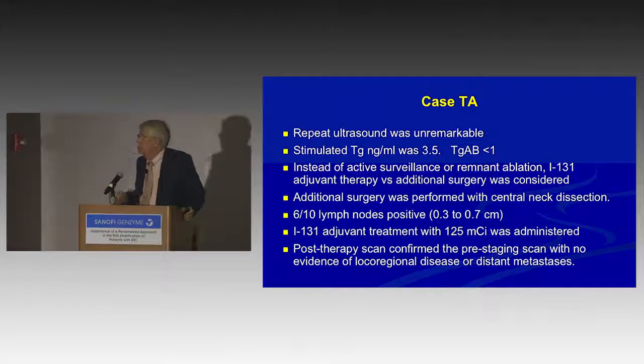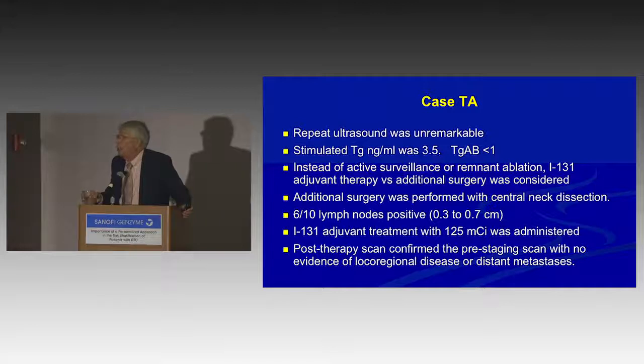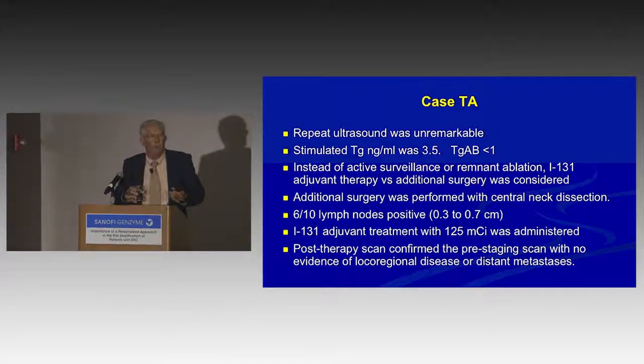Adjuvant treatment was administered. Instead of a remnant ablation dose, remember remnant ablation is use of I-131 to treat normal thyroid tissue, to make the thyroglobulin valuable. What's most important about that definition is what is missing. And what is missing is there is nothing in the objective for remnant ablation to reduce recurrence, increase progression-free survival, or overall survival. Adjuvant treatment is to reduce recurrence, so adjuvant treatment was given, so it altered additional surgery, adjuvant treatment with a higher dose.